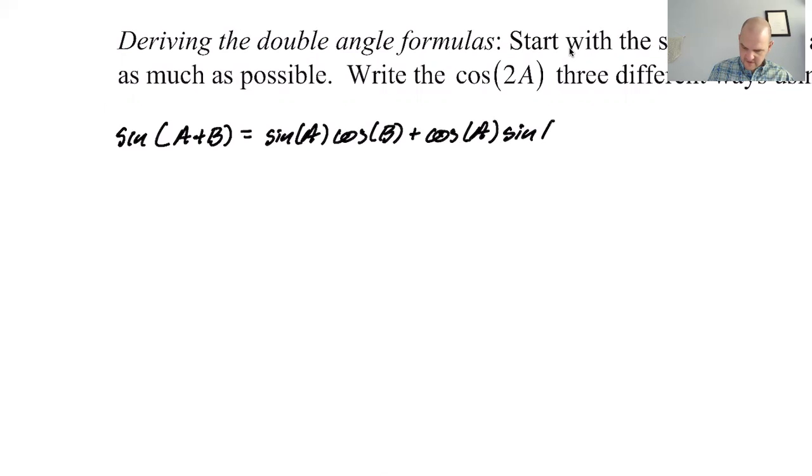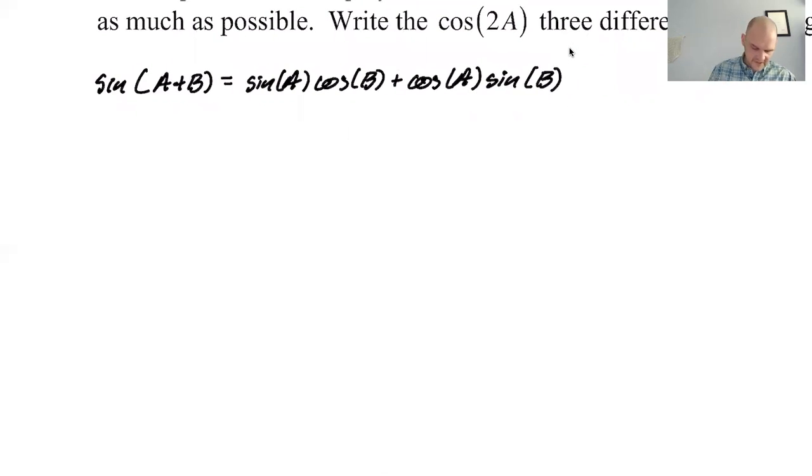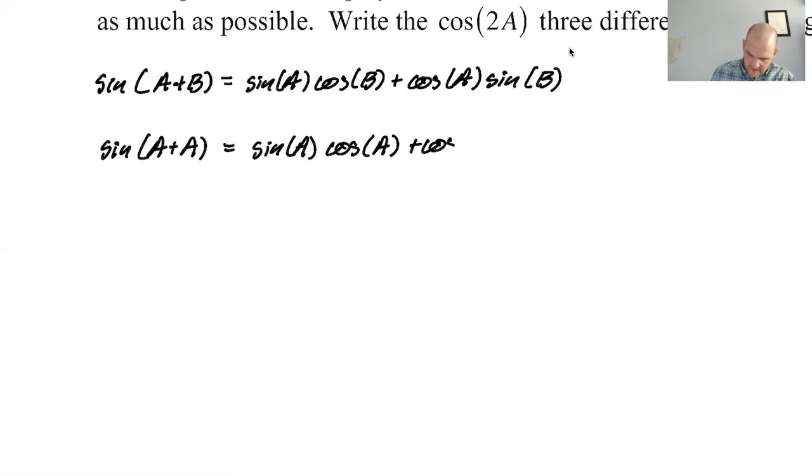This is one of those things, if you don't know it, I don't know how you're doing it, but once you know it, you can use it in any way you want. And now what we'll do is replace b with a. So just let every b that you see become an a. So sine of a plus a is going to be sine a cosine a plus cosine a sine a.